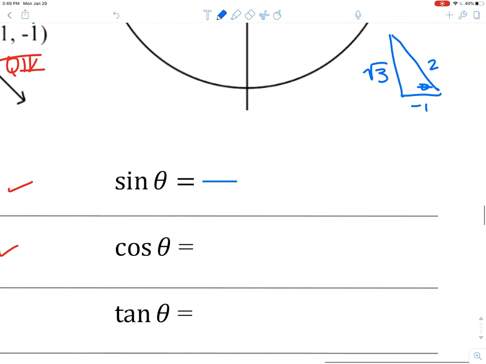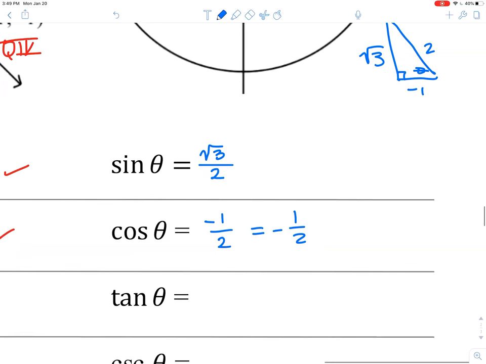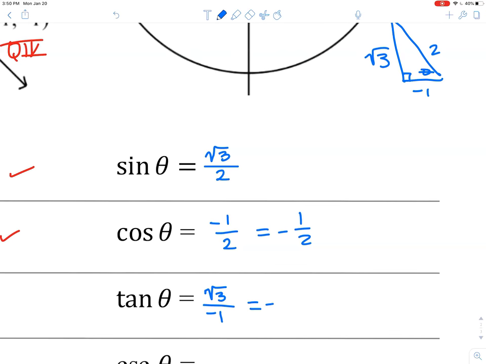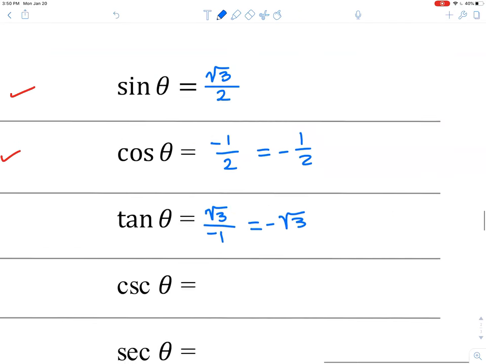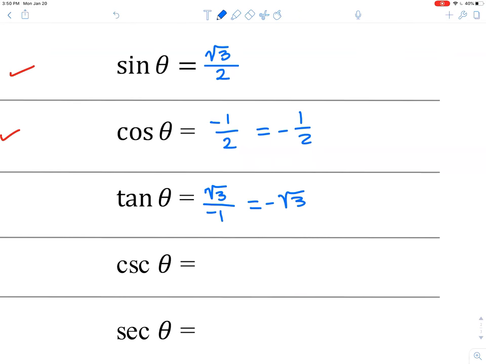So sine is opposite over hypotenuse, or y over r. So square root of 3 over 2. Cosine is adjacent over hypotenuse, so that would be x over r. Adjacent over hypotenuse, that's negative 1/2. Tangent is opposite over adjacent, or y over x. So that's the square root of 3 over negative 1, or negative square root of 3.